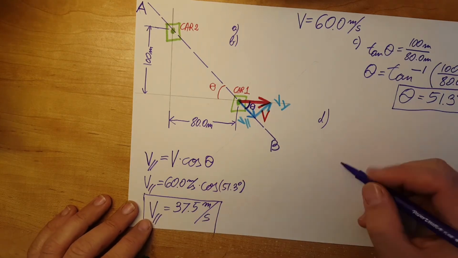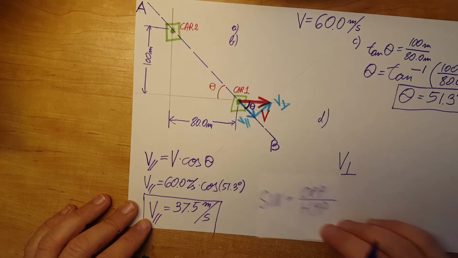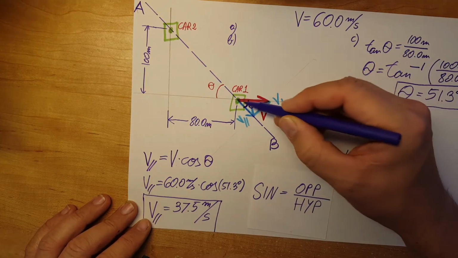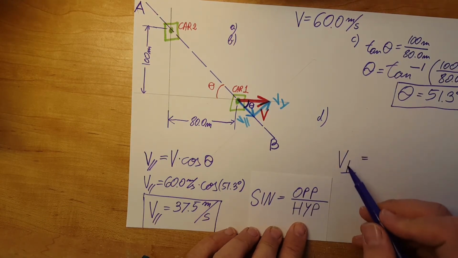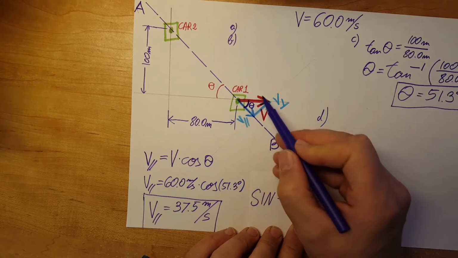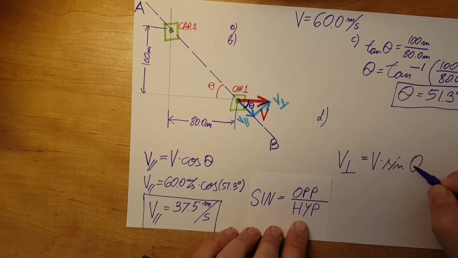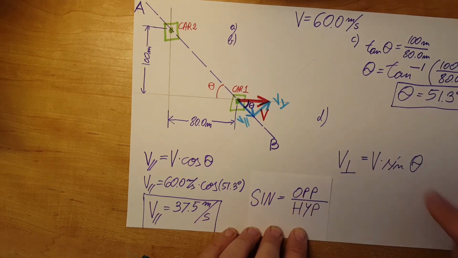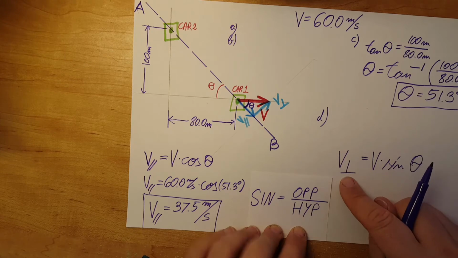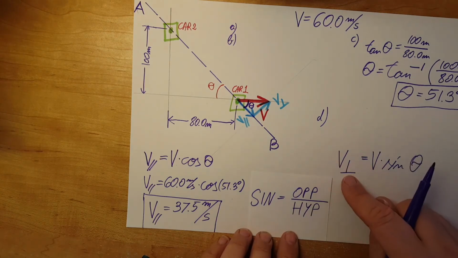Now let's work on finding V perpendicular. For this one we're going to use sine. Again, we're going to be in this triangle, and instead of opposite and hypotenuse, I'm going to plug in V perpendicular and our main, the hypotenuse, which for us is V. So sine theta, sine opposite over hypotenuse, is the same as V perpendicular over our main V. We solve for V perpendicular, and there you go.